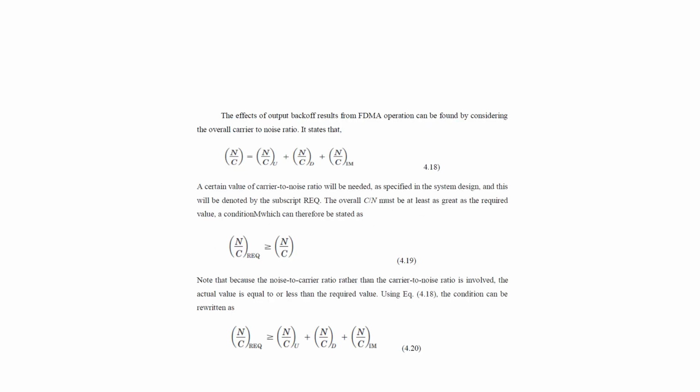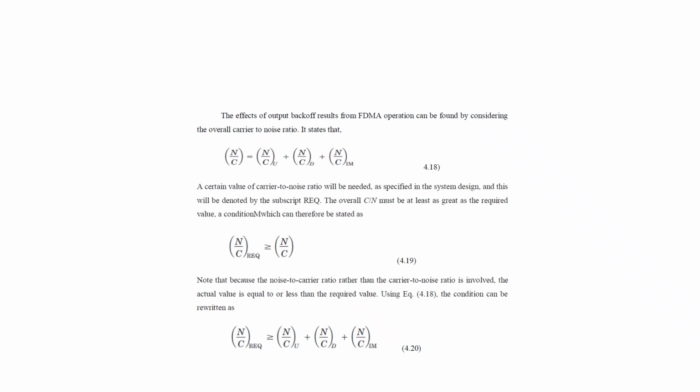The effect of output backoff resulting from FDMA operation can be considered in the overall carrier to noise ratio calculations. The overall carrier to noise ratio is given as the sum of the carrier to noise ratio in uplink, the carrier to noise ratio in downlink, as well as the intermediate frequency. Therefore, the required carrier to noise ratio should be greater than the total carrier to noise ratio.